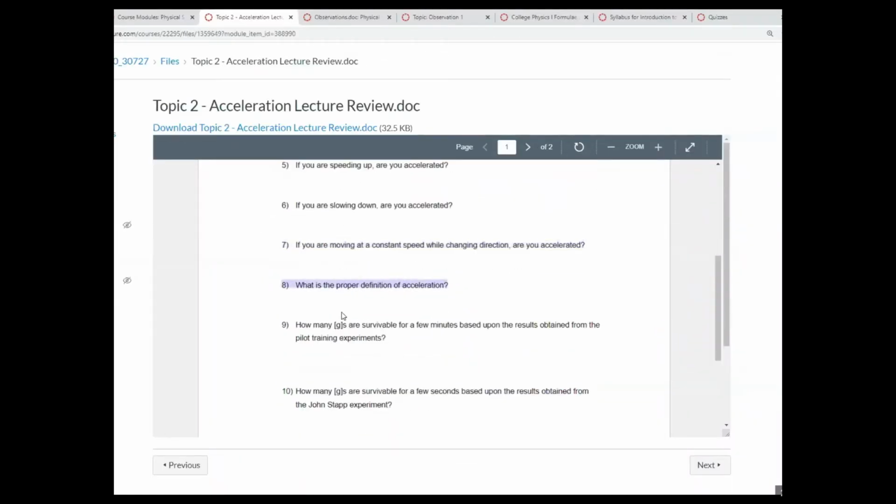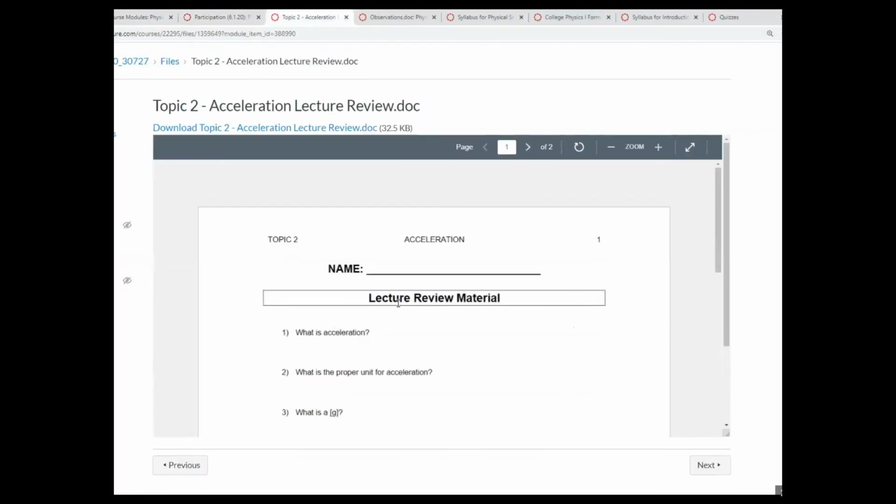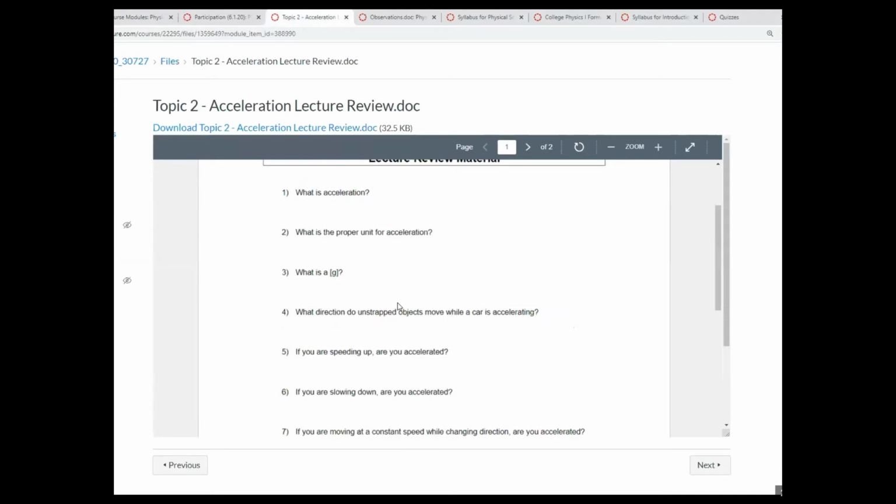So what is the proper definition of acceleration? Proper definition is how fast the velocity changes in time. How fast you speed up, how fast you slow down, and how fast the direction changes in time. Okay, so what's acceleration? Acceleration is how fast you speed up, slow down, or change direction. What is the proper unit for acceleration?